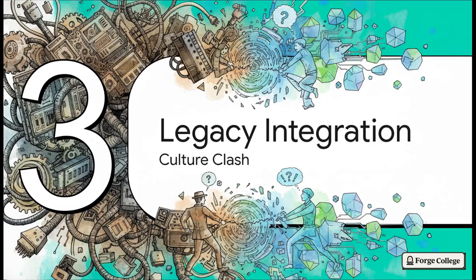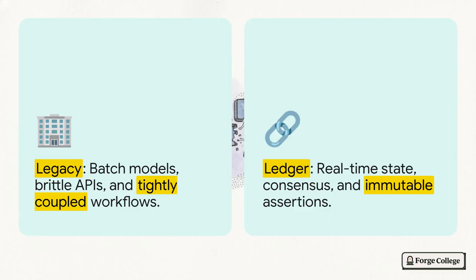Next up, Section 3, tackling legacy system integration, culture clash. We are facing a severe architectural mismatch here. On one side, you have your legacy ERP system. It absolutely loves batch-oriented data models, it's totally centralized, it's got these brittle APIs and very tightly coupled workflows. And then, on the other side, you have your shiny new distributed ledger. It lives in real-time decentralized state, relies on multi-party consensus, push-based synchronization, and immutable assertions. Honestly, trying to integrate these two things is literally like trying to plug a modern USB-C drive into a 1990s floppy disk reader. It's rough.